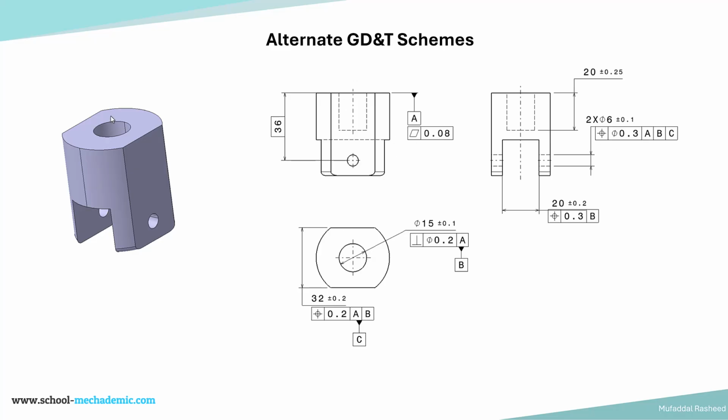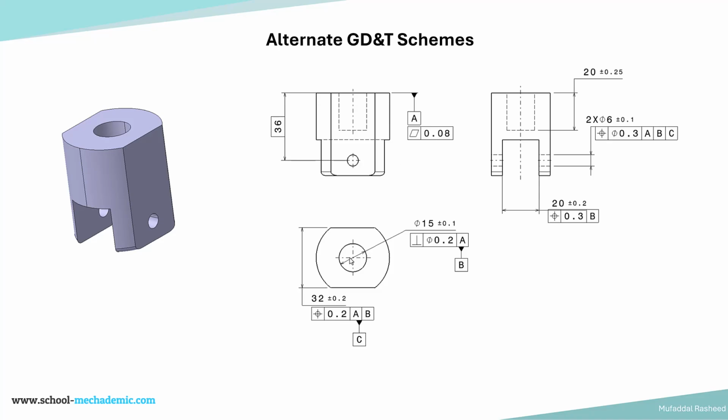And this surface over here is given as the primary datum feature, and it is being controlled with respect to its parallelism within a tolerance zone of 0.08. This part has a large center hole, a planar surface on top, and two through holes on the side. This is a flat surface and so is the opposite side. So the primary datum feature is this top surface, and it is being controlled with respect to flatness within a tolerance zone of 0.08.